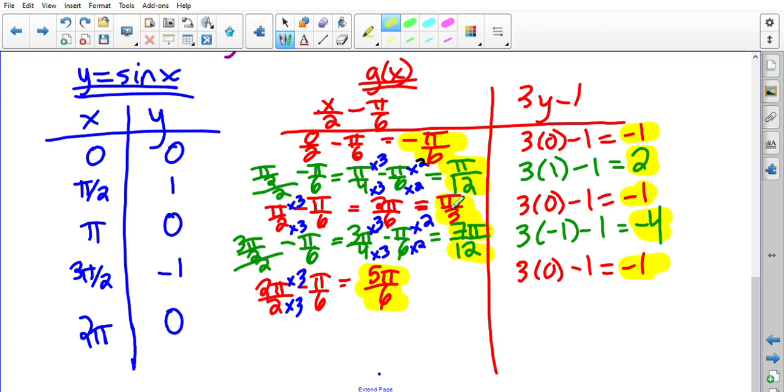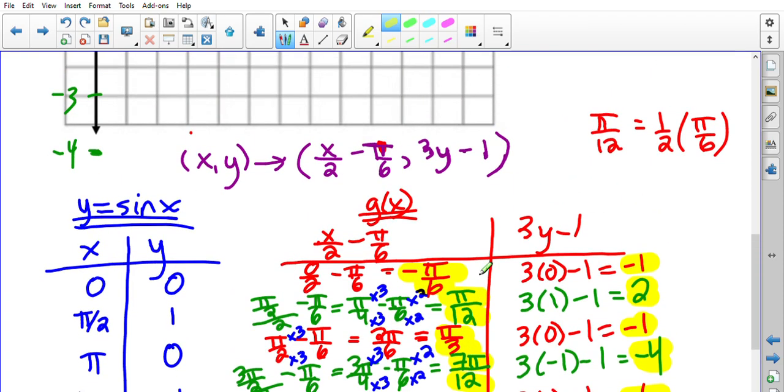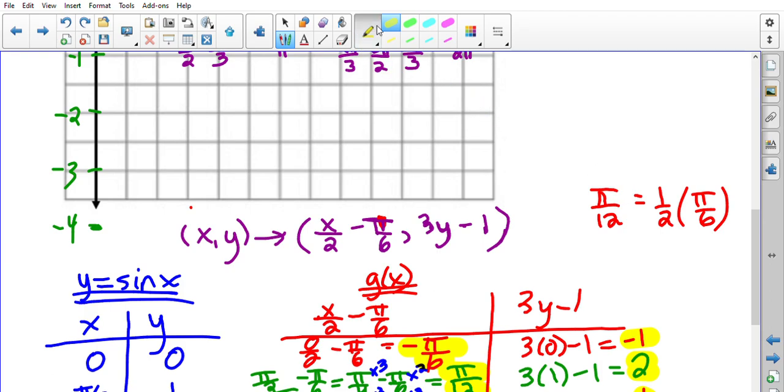Pi over 3 is a multiple of pi over 6, right? Because pi over 6 represents 30, that represents 60. So then I have to ask myself, how am I going to easily graph x values of pi over 12? Because here we've got another multiple of pi over 12. So I think to myself at the side here, I know pi over 12 is 1/2 of pi over 6.